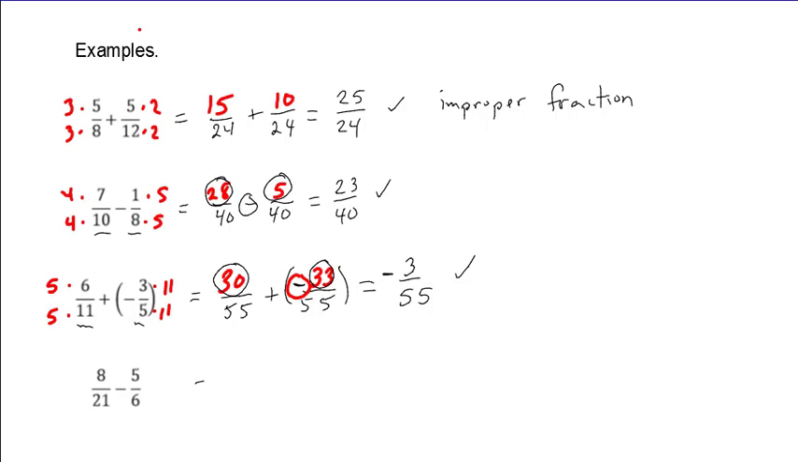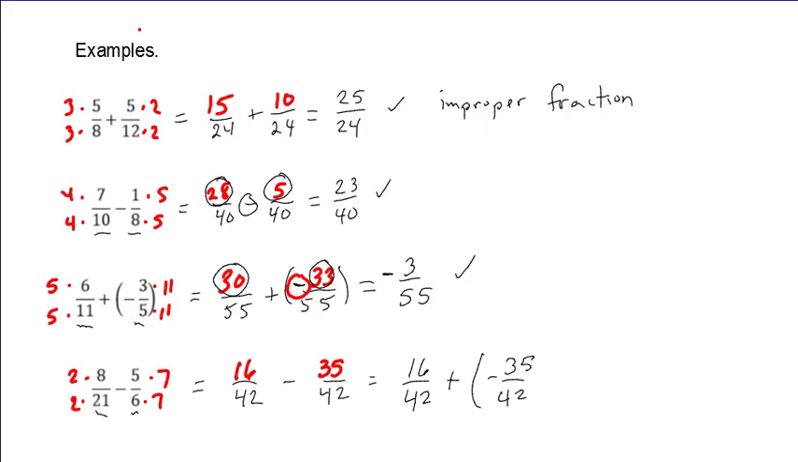The final problem. The common denominator between 21 and 6 is 42. We're subtracting this time, so here we go. And then 21 times 2 is 42, so the numerator is 16. 6 times 7 is 42, so we get 35. We are going to proceed by doing this subtraction by adding the opposite. So I'm going to make that 16 over 42 plus a negative 35 over 42.